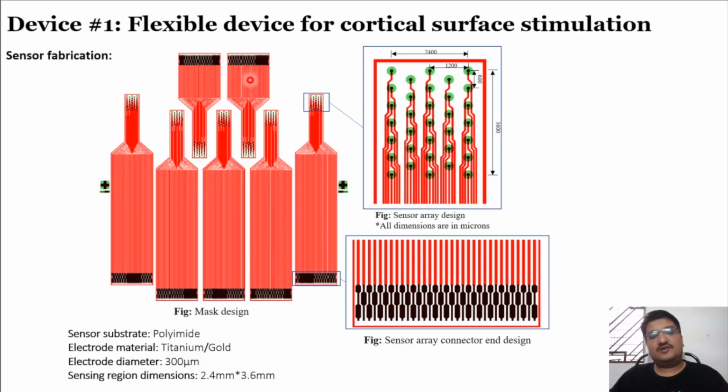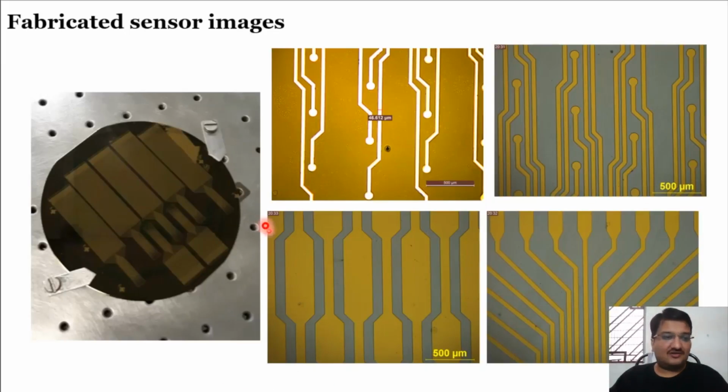So you can go based on the length and height of your electrode, in a particular region. You have to decide how deep you want to go inside your brain, and you can think about it. Here the substrate used is polyamide, and the material used is titanium gold. The diameter of the electrode is 300 micrometer, and this is the sensing region's dimensions. Further, this is the actual fabricated image which I was talking about.